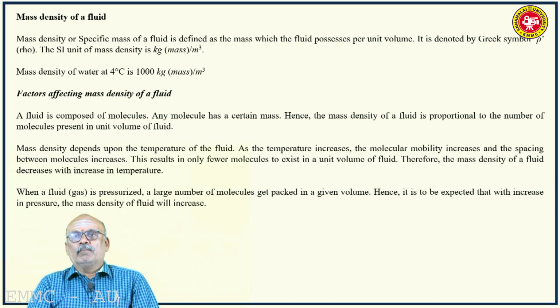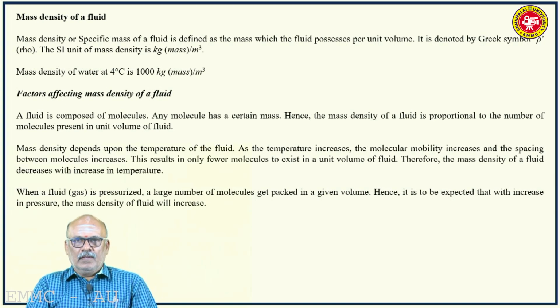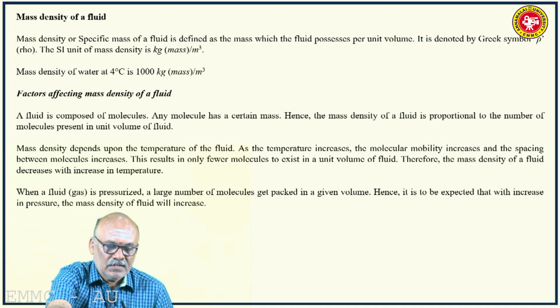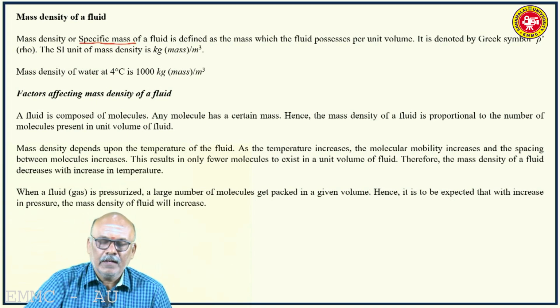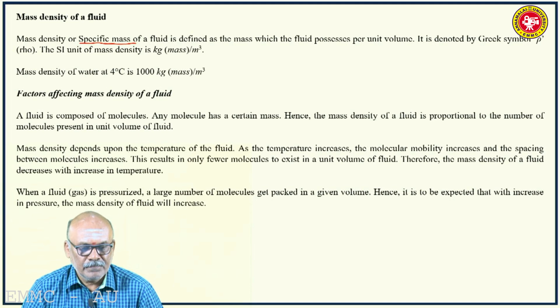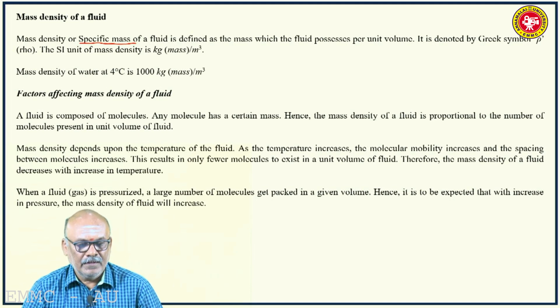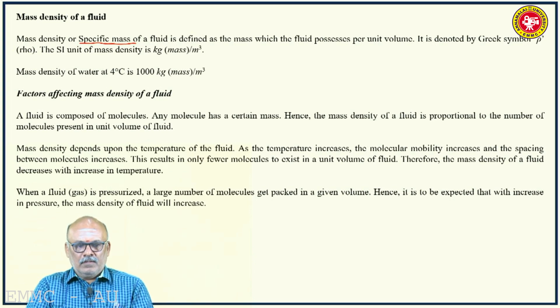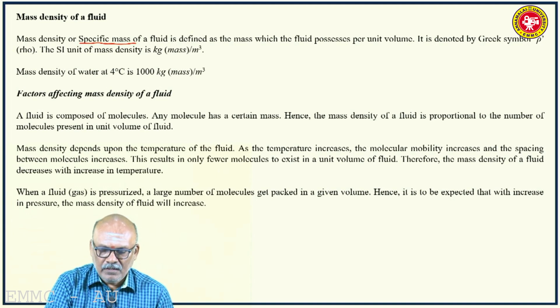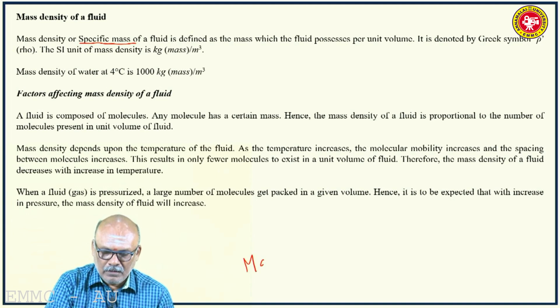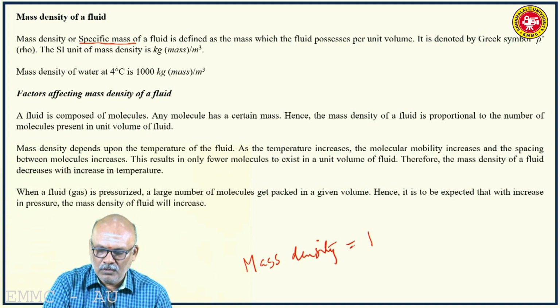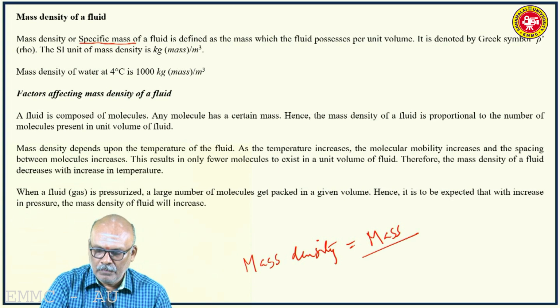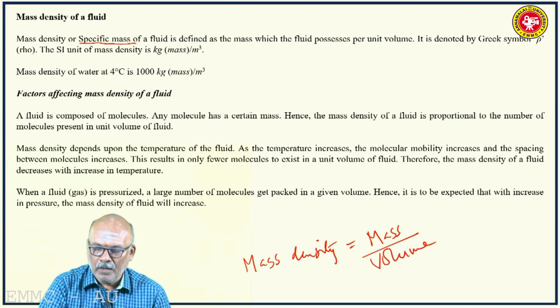So let us first take mass density of a fluid. Mass density is also called specific mass. The other name for mass density is specific mass. How is it defined? It is defined as the mass which the fluid possesses per unit volume. So mass density can be written in mathematical form as mass density is equal to mass per unit volume, mass divided by volume.